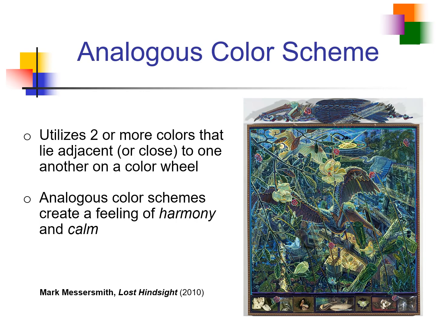Next on our list is the analogous color scheme. It refers to schemes that utilize colors in a narrow range located near each other on the color wheel. In this particular painting by Mark Messersmith, we see that the composition is dominated by colors on the cool side, blues, greens, even sneaking into the yellows a little bit. Because colors in an analogous scheme are located close to each other on the wheel, oftentimes we say that they produce a sense of harmony. They're like good neighbors that get along and play nicely.